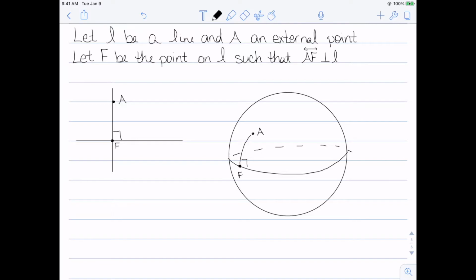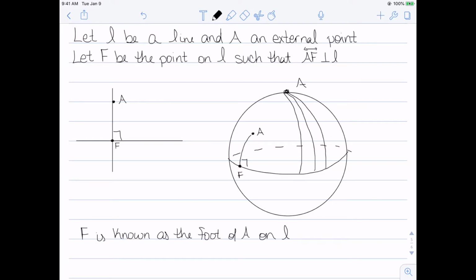And we have the same idea in the spherical case. If I take a line and any point not on the line, I want to draw the perpendicular, and where that perpendicular intersects my line is F. And it's important to note that if A actually occurs at the pole, then this point F is not unique. There's going to be a lot of them since all of the lines will be perpendicular. Then this point F is known as the foot of A on our line L.